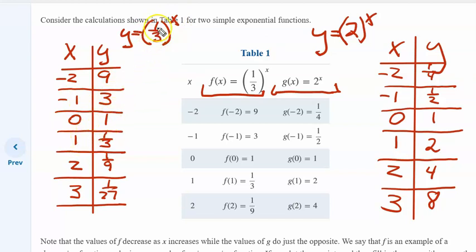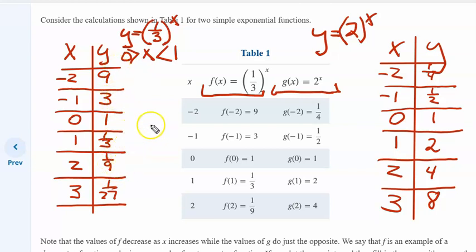Now, 1/3 to the first power is 1/3. 1/3 to the second power is 1/9. I've added 1 here. 1/3 to the third power is 1/27. So notice, if you have a fraction that is greater than 0 but less than 1, your values for negative x are high. As the negative gets closer to 0, the values get smaller, and then on the other side, they get smaller still. Now, we're going to put this on a graph in a moment.